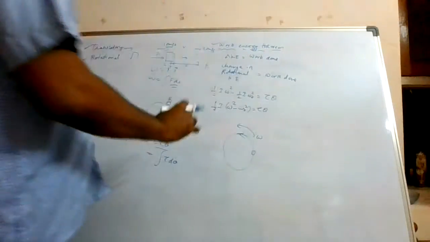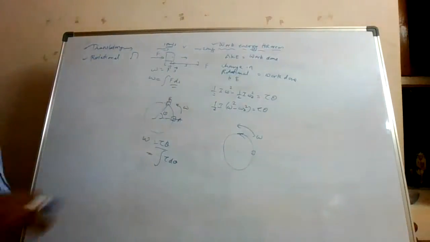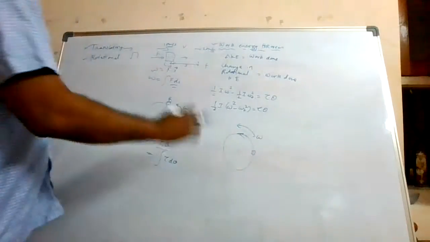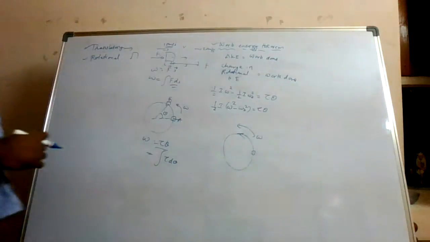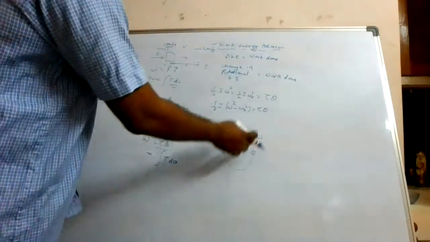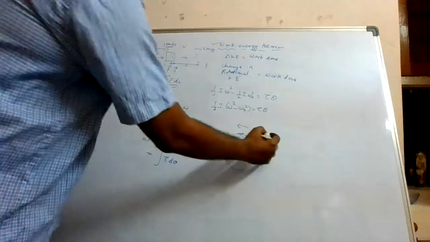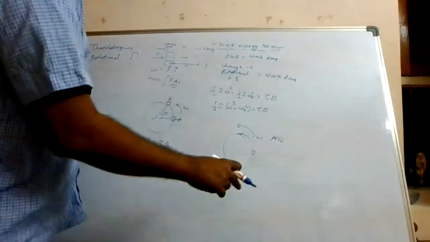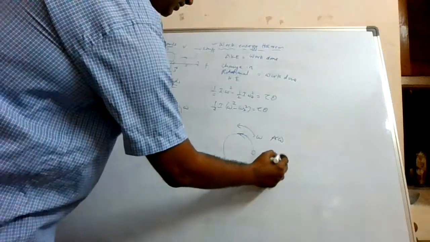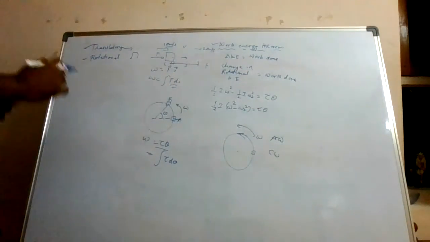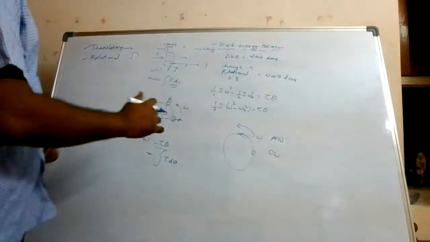The disk is rotating with angular speed omega. Now this disk has to be brought to rest, so some reverse work has to be done. It can be interpreted this way also. This disk is rotating in an anti-clockwise fashion, so it has to be brought to rest. That means in the clockwise direction, some opposite work has to be done. Then only it will come to rest. So it can be interpreted this way also.